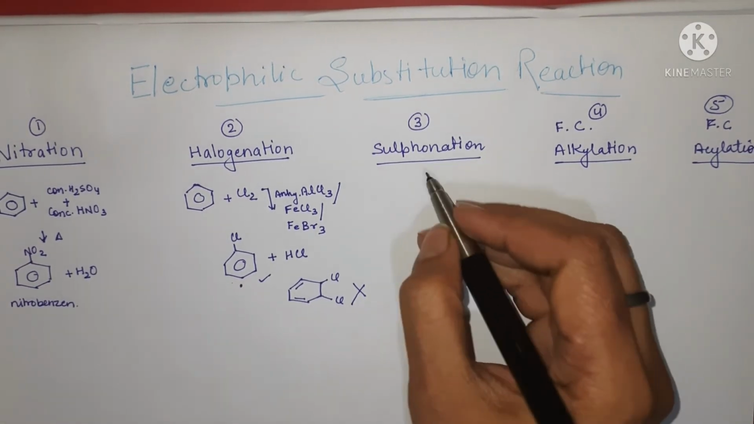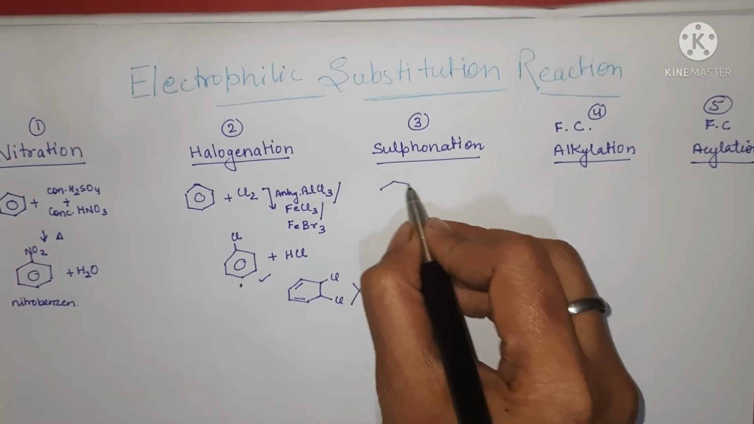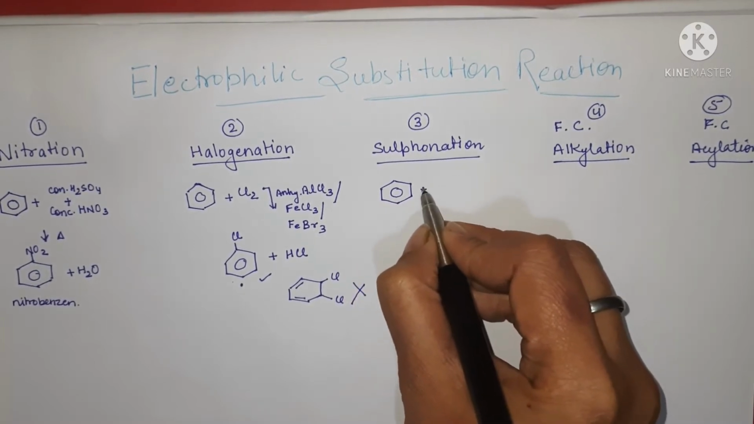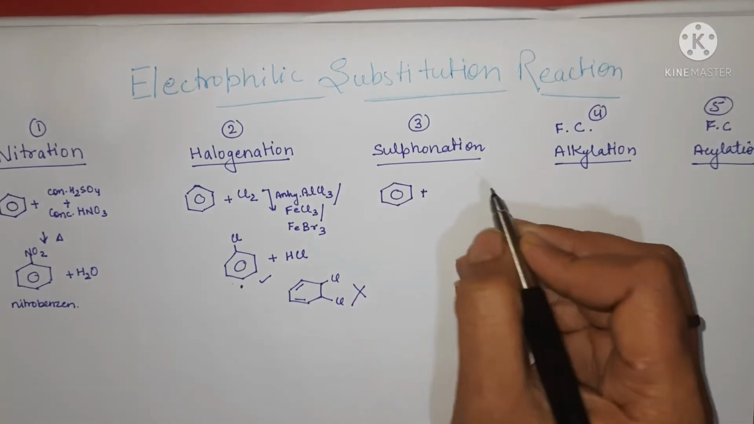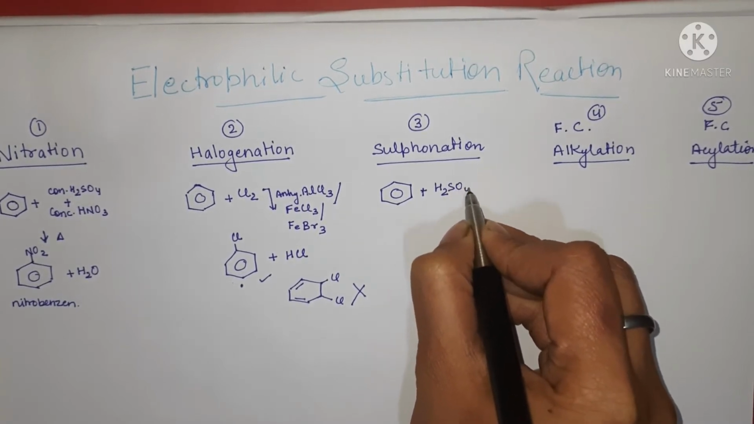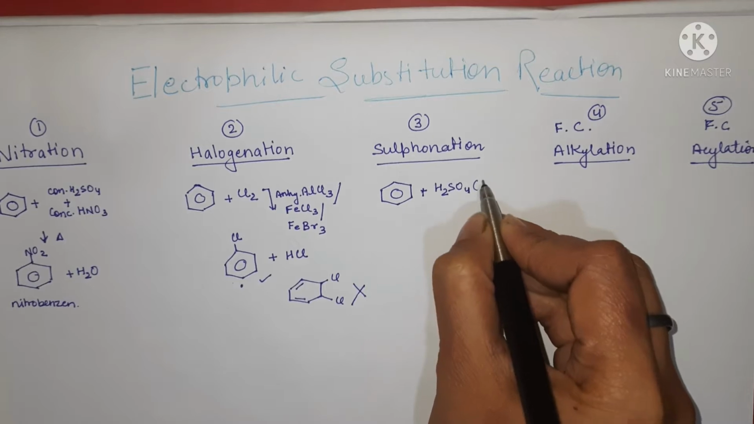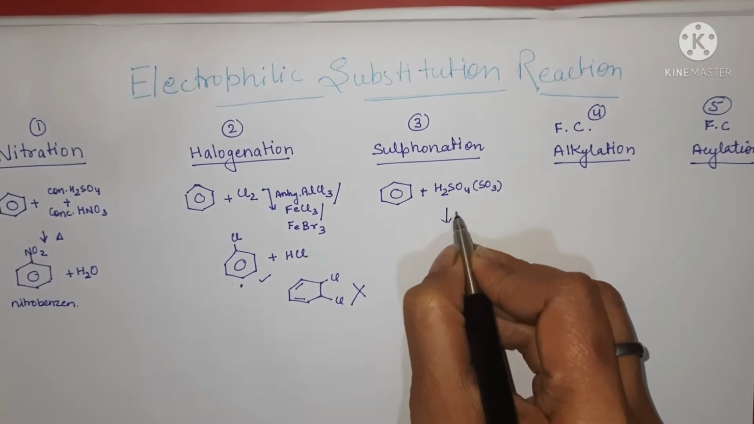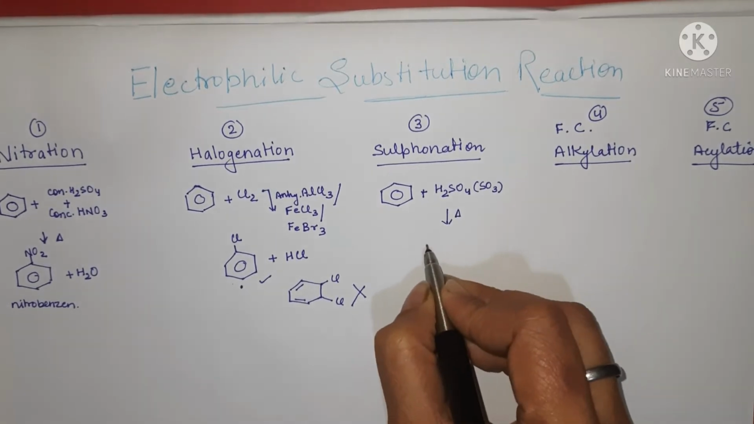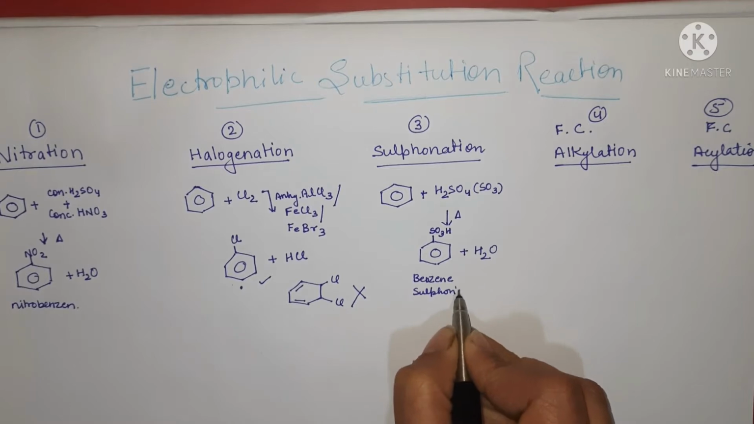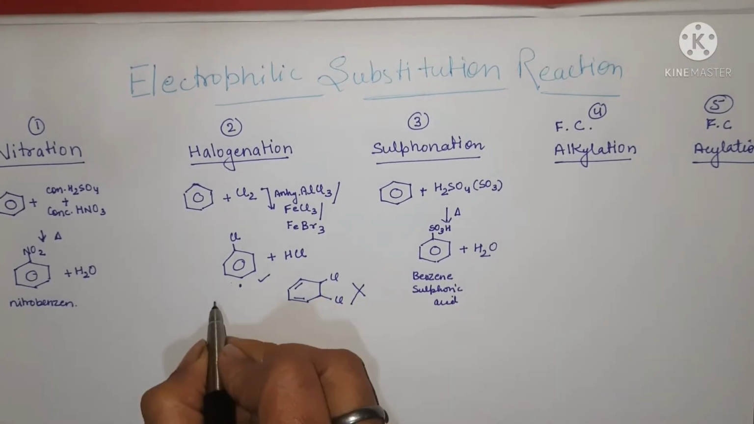The next reaction is the sulfonation reaction. If we treat benzene with fuming sulfuric acid, meaning oleum, and if we heat this reaction, we get benzenesulfonic acid.